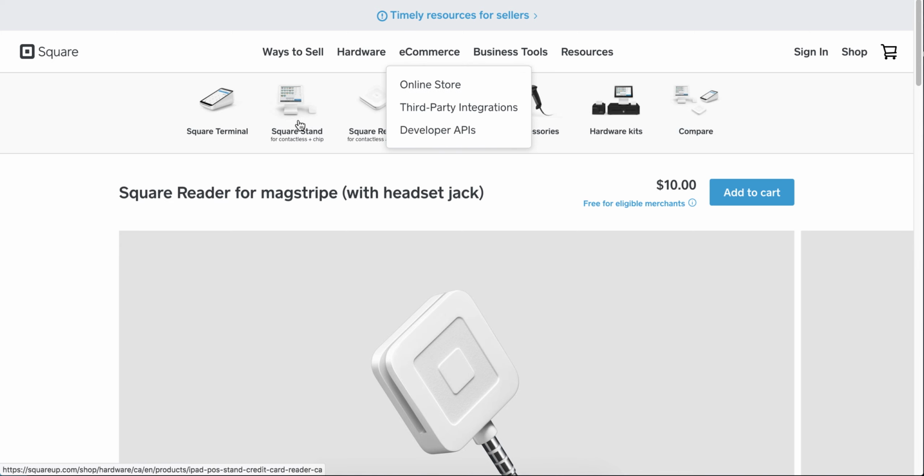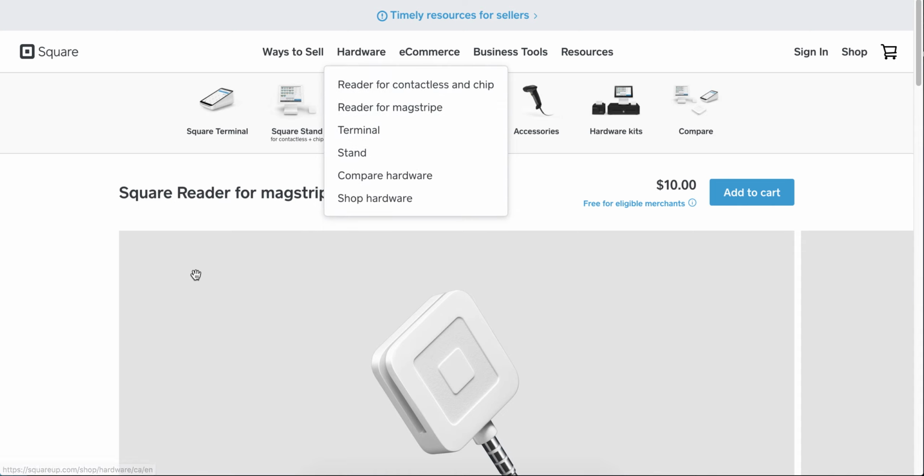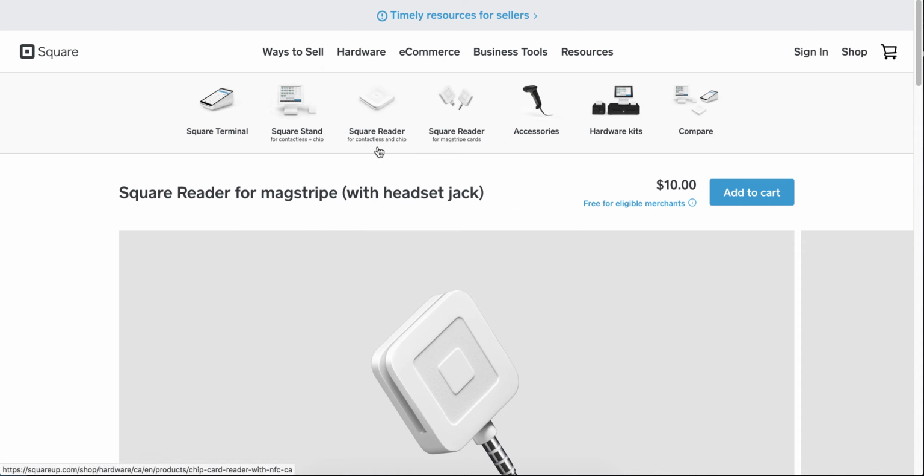Now, they've also added some different hardware things on here. So there's the terminals, the stands. This one's probably the next best one. Oops, sorry. The Square Reader for contactless and chip. So that lets them do their tap to pay with debit, okay? Most of the time, this is only used for credit card. This lets you use debit as well. And it has to be a mag stripe card, of course, to be able to use these.